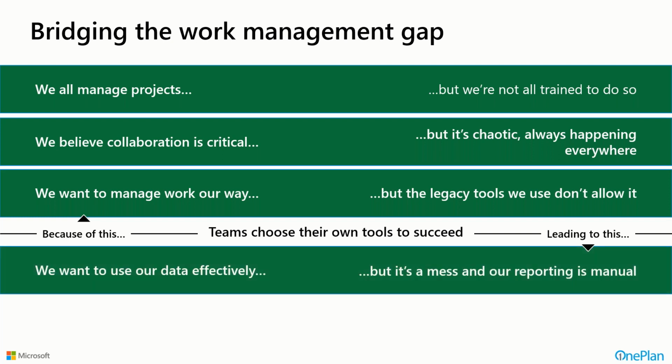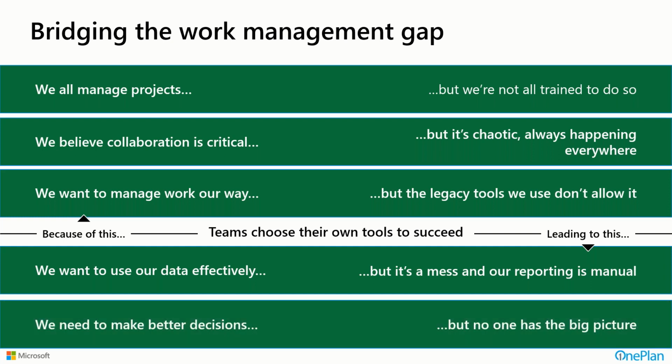So we want to use our data effectively, but it's a mess because of all this proliferation of tools, and data is siloed and in segments all across the organization. And then we have to manually find ways to mash that up and create reports and meaningful information out of that. And we need to make better decisions, and no one really has the big picture because this manual effort often happens, and by the time that all gets put together, the data may already be out of date, and no one maybe has the current big picture to get the right lens on things for right decision making and for corrective actions.